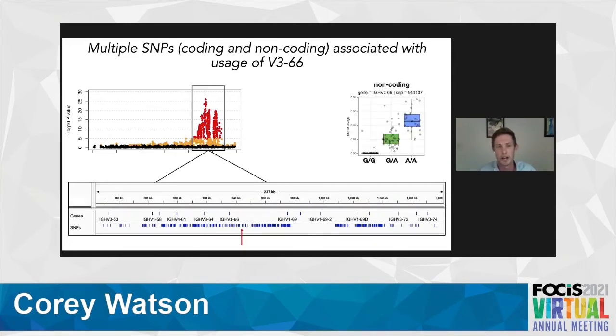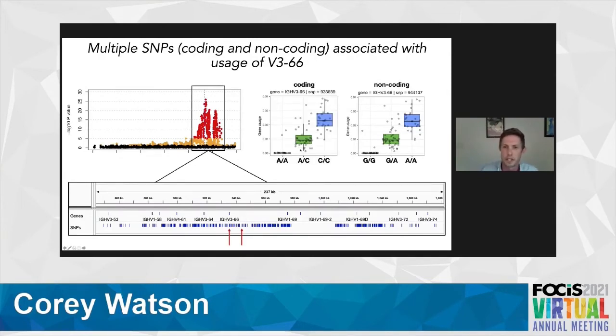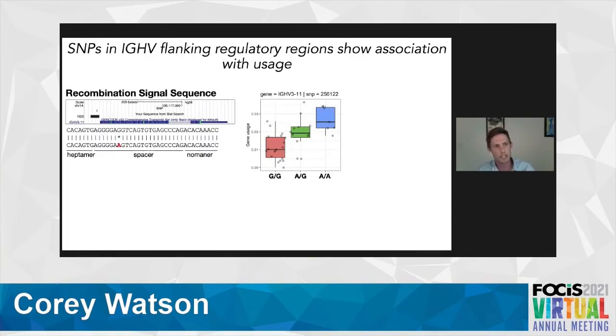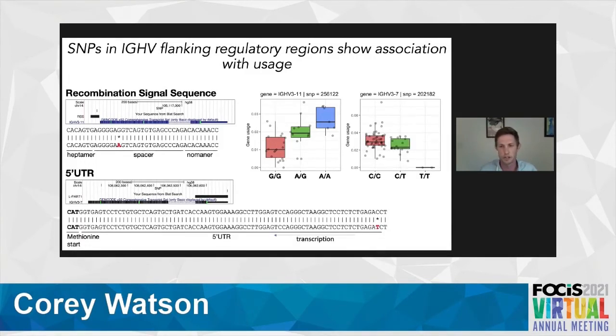If you look at the two lead SNPs in this analysis, they are both located relatively close to one another. One's in a non-coding position and one's in a coding position. But you can see in the AA and GG genotypes on the left of these box plots that there's virtually no usage of 366 in those individuals. As you add the alternate alleles, you can see the usage creep up. And we see other examples where SNPs in non-coding regions, such as recombination signal sequences, as well as 5' UTR sequences, also show similar effects on usage.